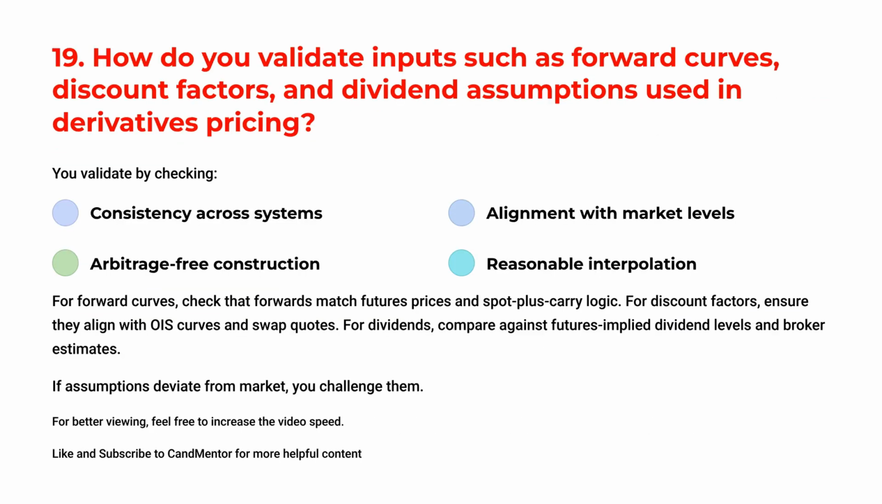How do you validate inputs such as forward curves, discount factors, and dividend assumptions used in derivatives pricing? You validate by checking consistency across systems, alignment with market levels, arbitrage-free construction, reasonable interpolation. For forward curves, check that forwards match futures prices and spot plus carry logic. For discount factors, ensure they align with OIS curves and swap quotes. For dividends, compare against futures implied dividend levels and broker estimates. If assumptions deviate from market, you challenge them.